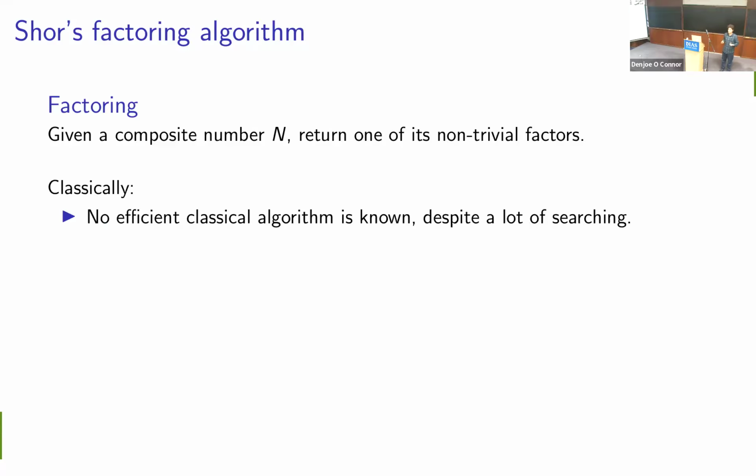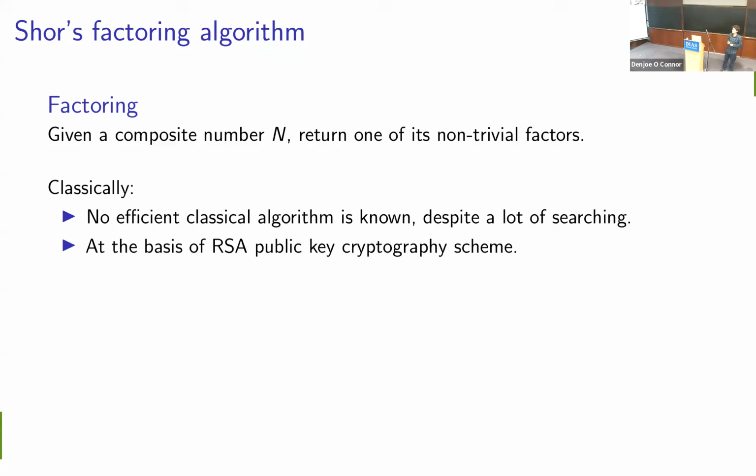Classically, we don't know an efficient algorithm for this, despite a lot of searching. We don't actually have a proof that it's not efficient, but people are sure enough that it's going to be very difficult to find an efficient algorithm, if it's at all possible, that it's actually at the basis of the RSA public key cryptography scheme. The idea is that your secret key that you keep to yourself is two factors, and then you multiply them together, and that product is the number that you can publish.